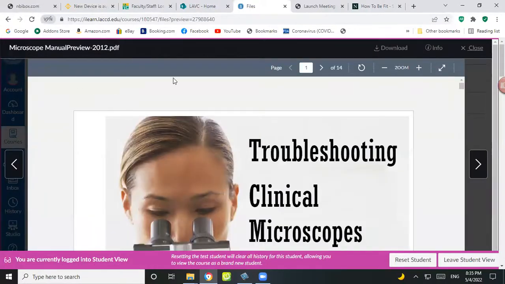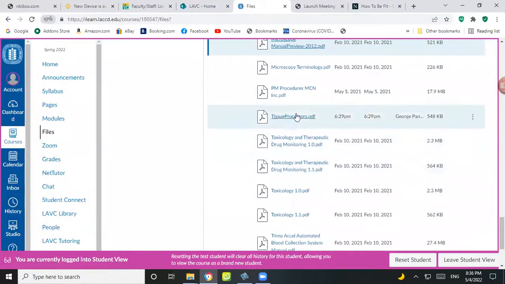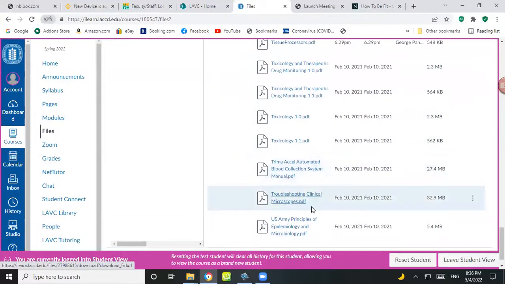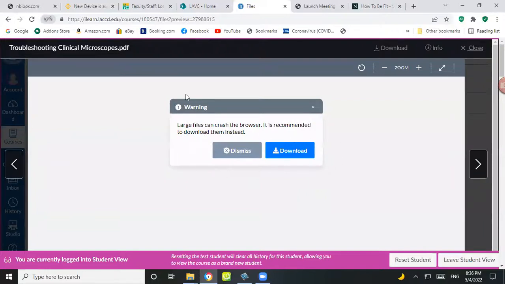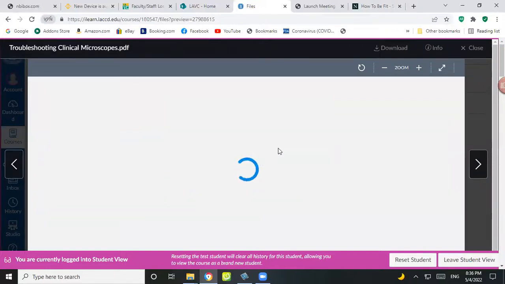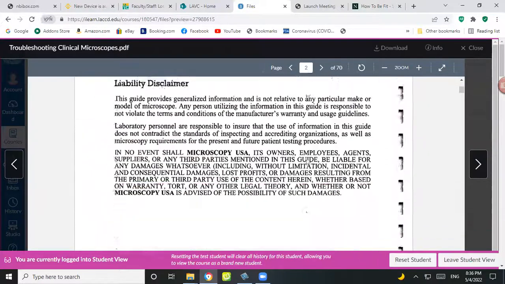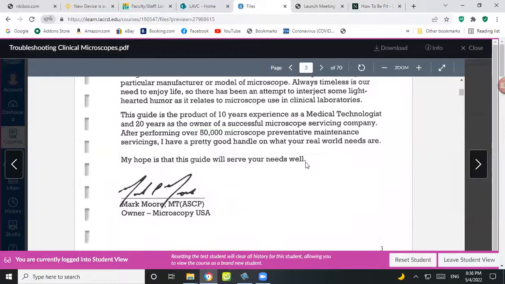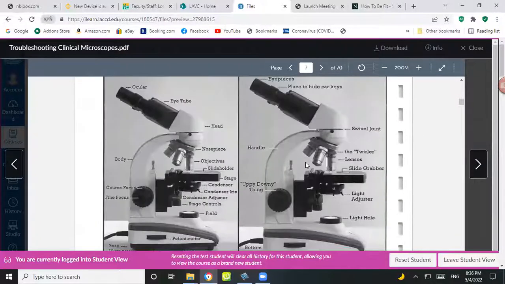So this is the troubleshooting clinical microscope. Troubleshooting. Let's see, you have troubleshooting in here. Oh, right here. Okay, let's see. Troubleshooting clinical microscope. Yeah, there's one in here. Yeah, this is a full version of the clinical microscope troubleshooting. This is like 3 days of training on the tabletop microscope for the clinical lab.